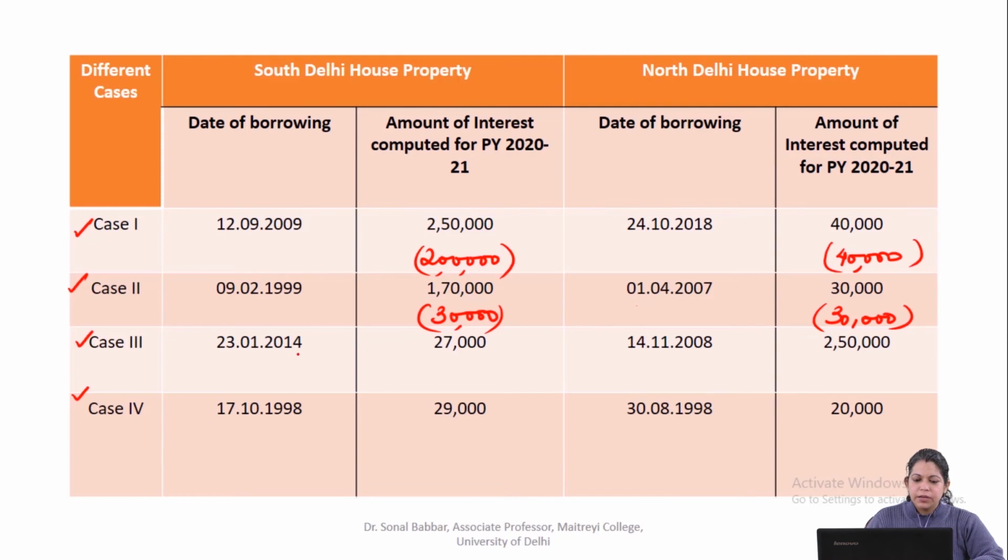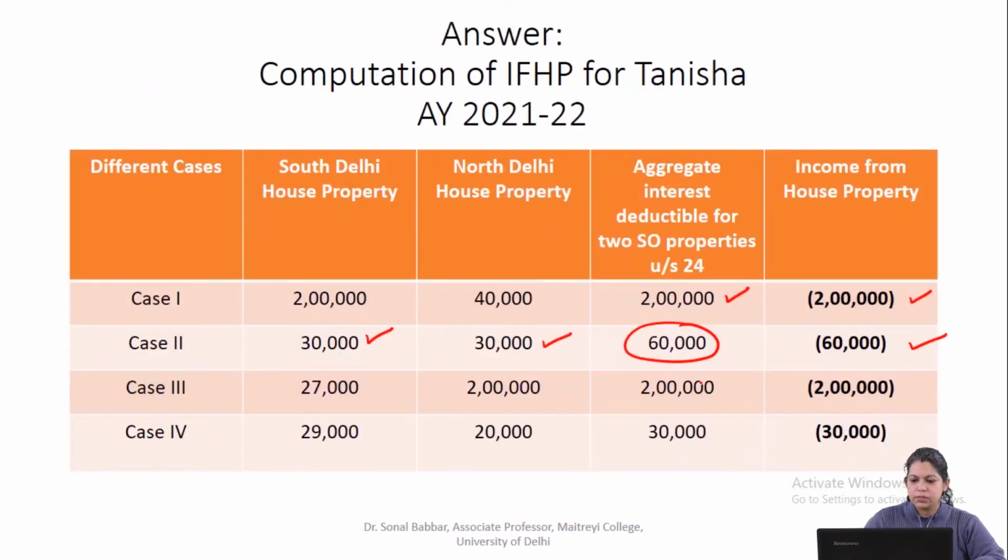Case 3, 23rd January 2014. This is after 1st April 1999. The maximum allowed can be 2 lakh rupees. 27,000 is within the limits. Therefore, 27,000 is allowed. 14th November 2008. This is also a date after 1st April 1999. The maximum limit allowed is 2 lakh. And the total again will be taken as 2 lakh, since the aggregate deduction allowed is 2 lakh rupees. So you would see that the income from house property is a negative income, that is NAV nil minus interest on borrowed capital, which is 2 lakh rupees, therefore negative 2 lakh rupees here.